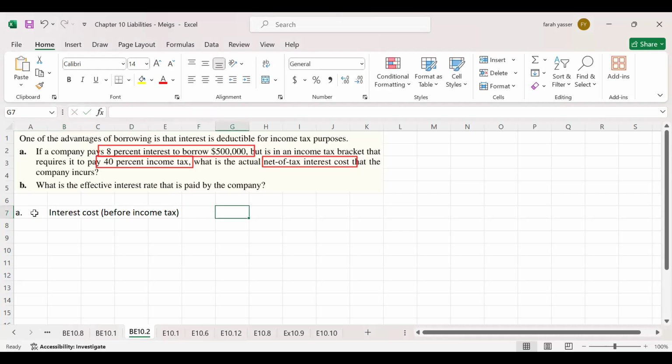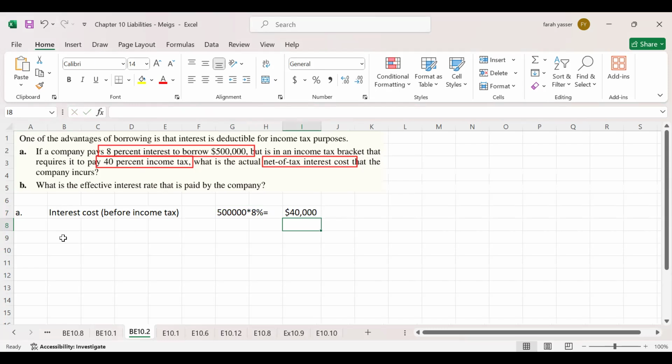The company has borrowed $500,000, on which the company will have to pay 8% interest annually. So multiply it by 8%. The annual interest would be $40,000. And this annual interest is before tax, before any tax adjustment.